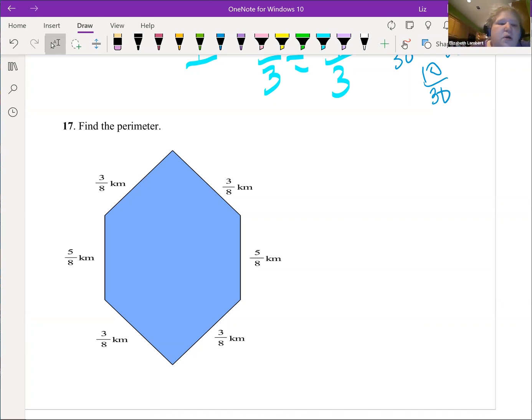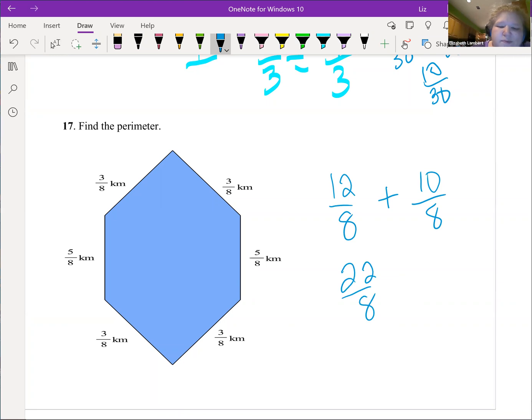Yay. So 3, 3, 3, 3. So that's 12. And then 5 and 5 is 10. So I have 12 eighths plus 10 eighths is 22 eighths. Those are both even, and we get 11 fourths, which would be 2 wholes and 3 fourths left over. 11 minus 8 is 3. And then we just stick on km.